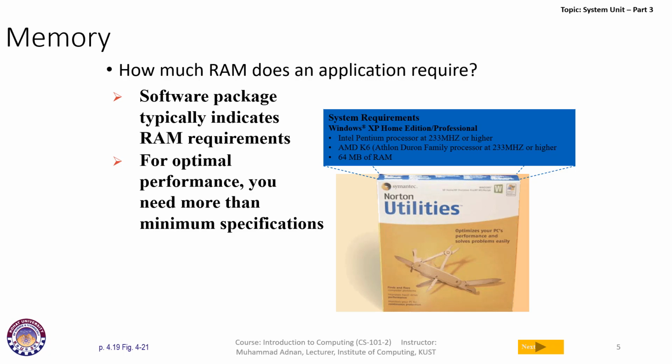Here is an example. It is Norton antivirus, Norton utility software. It says that it requires higher than 64 MB of RAM. That was for old computers. Nowadays you need a lot of RAM. As I told you, you must have at least 8 gigabytes of RAM, and then you will have a very great experience while using your computer system. So do not compromise on the performance of a computer system.